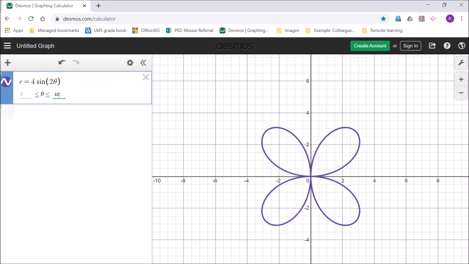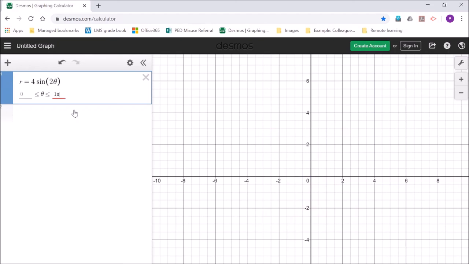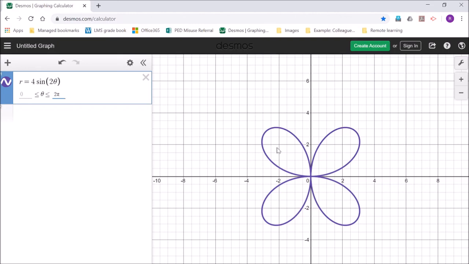But know that there are cases where if you change these values, then you will see more or less of the graph. So for example, if we change this 4 pi to 1 pi, then we only see half of what we saw earlier. And if we go back to 2 pi, and then boom, we see all 4 petals, if you will. So that's polar equations with Desmos.